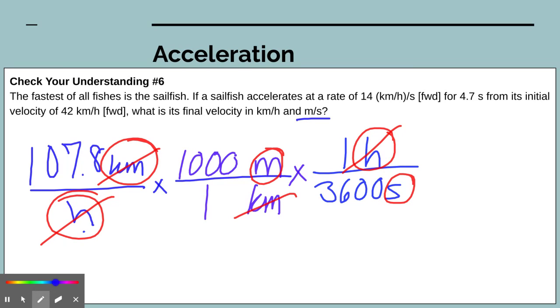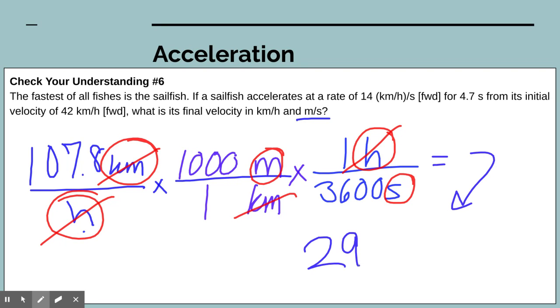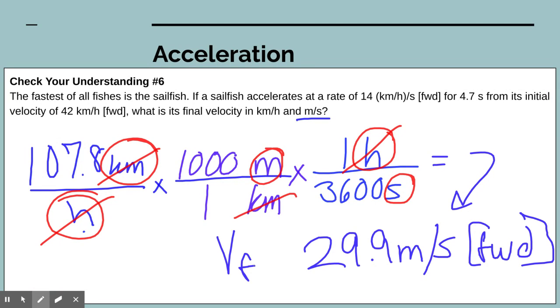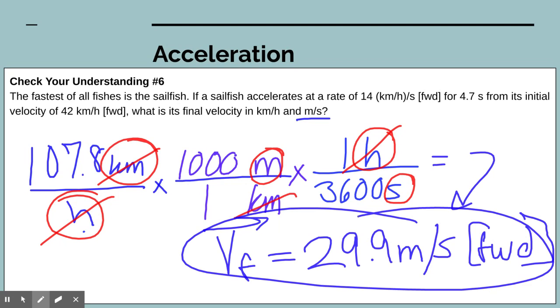So what my answer should be, after I plug this in, is 29.9 meters per second forward. Again, this is for my final velocity. And then I've got my answer for final velocity, both in kilometers per hour and also meters per second.